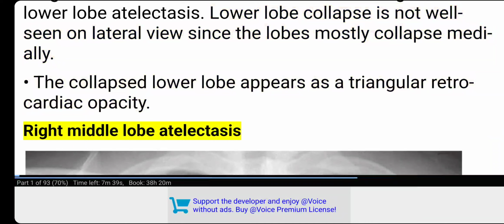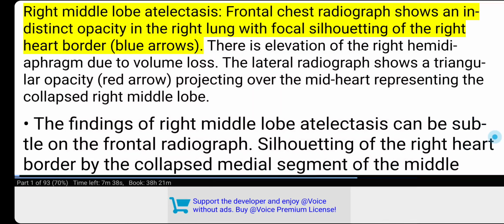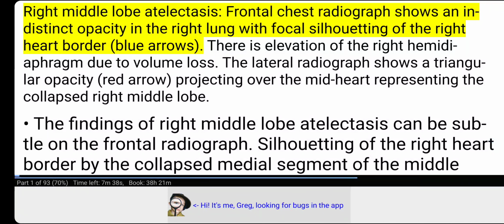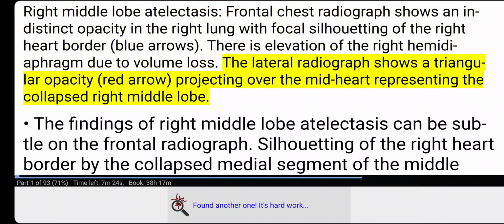Right middle lobe atelectasis. Frontal chest radiograph shows an indistinct opacity in the right lung with focal silhouetting of the right heart border, blue arrows. There is elevation of the right hemidiaphragm due to volume loss. The lateral radiograph shows a triangular opacity, red arrow, projecting over the mid-heart representing the collapsed right middle lobe.